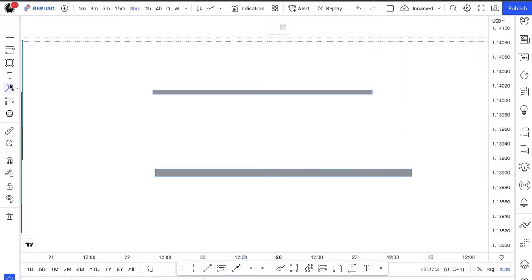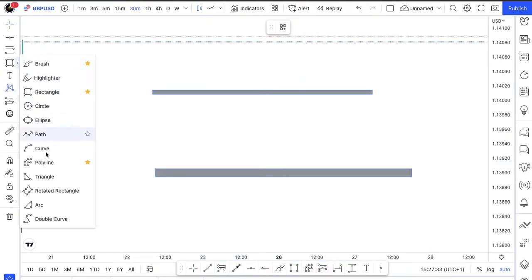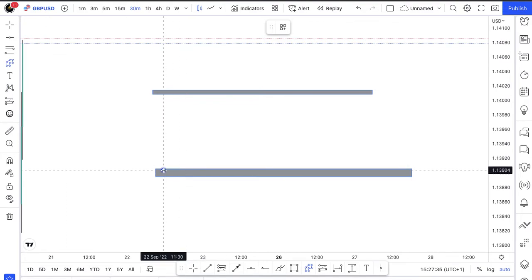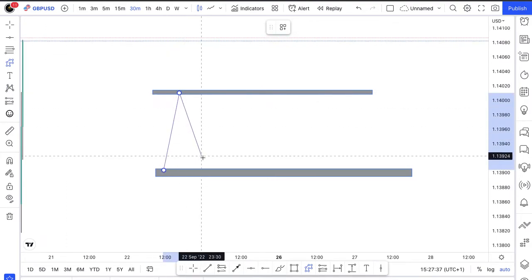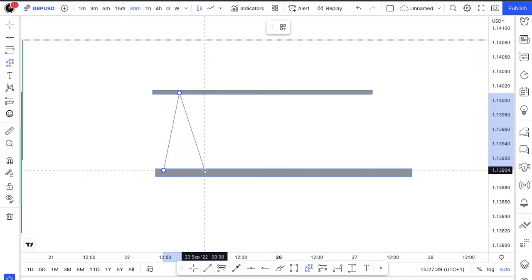So see what the market decides to do. The market did something like this. It comes here, it bounces back. Remember that I told you support and resistance don't last forever. Note this: whenever a support is broken, it automatically turns into a resistance. And whenever a resistance is broken, it automatically turns into a support. So this is the case.